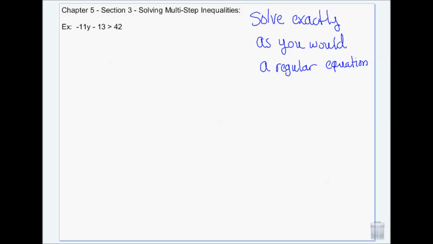So my first step is going to be to isolate the 11y. So I'm going to add 13 to both sides. Which leaves me with -11y is greater than 55. Then I will divide both sides by -11. Oh, and also because I divided by 11, that's negative, I'm going to flip my inequality. So that gives me y is less than -5.